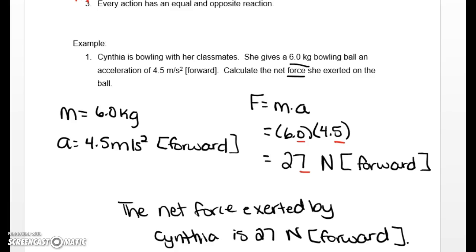So just to recap that, just remember that your force is a vector quantity, so we do need to make sure we have a direction attached to that as well. And then just make sure to write your sentences for any of your word problems.